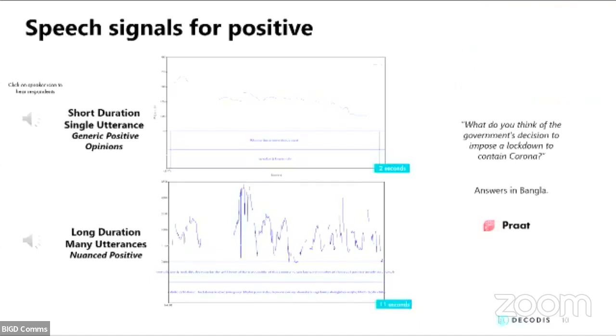And you can see how this goes up and down and up and down, and people are really talking. They're really kind of getting into it. The short duration is just throwaway. That's the difference between the generic positive and the nuance positive. And that ends up being really important in our analysis.